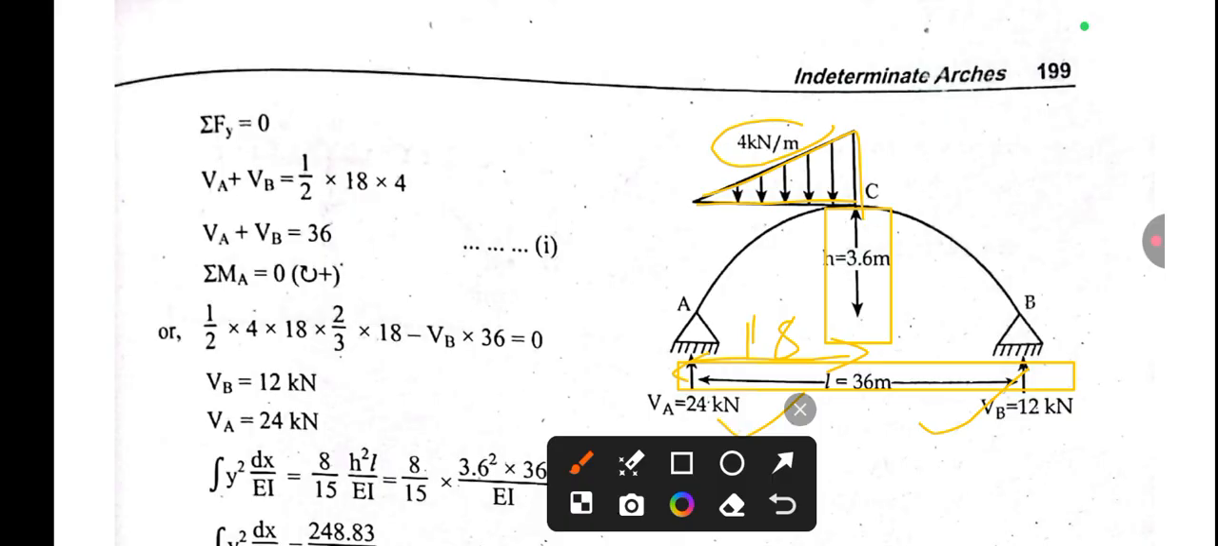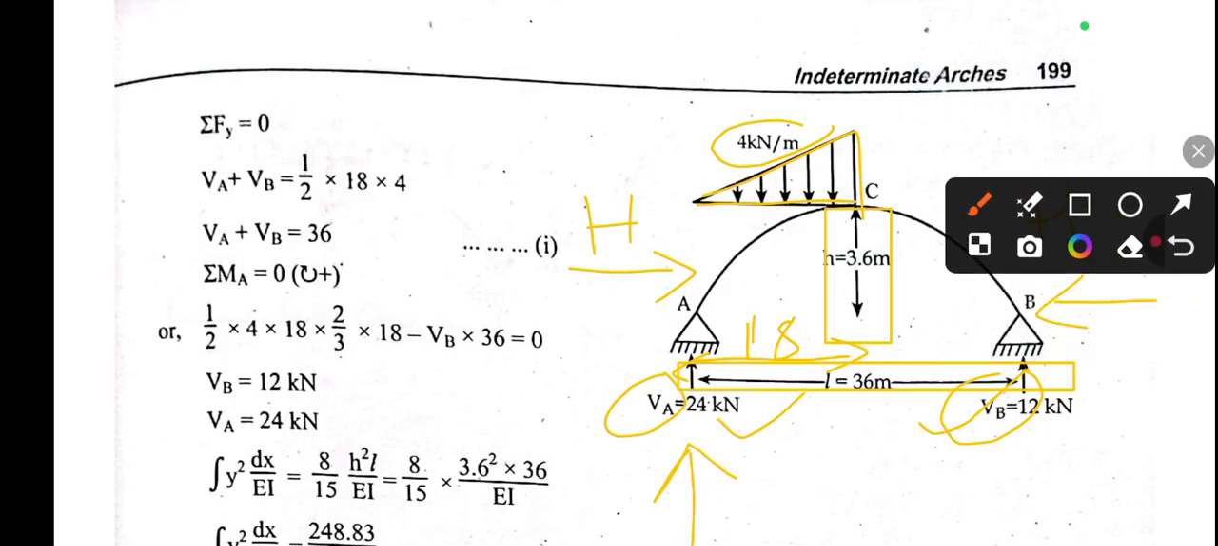So now we need to calculate the values of VA and VB. This is our first case. Then we need to calculate the value of horizontal thrust, that is H. So first calculate the values of VA and VB. For this you can see here, VA and VB are acting upward, so summation of Fy equal to 0, we have to take upward value equal to 0. So VA plus VB, this is upward so taken positive, is equal to this load, which is acting downward.